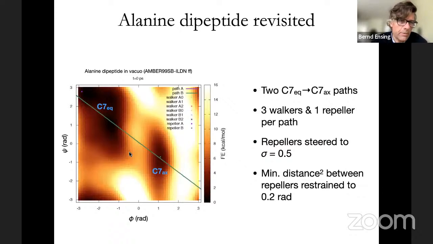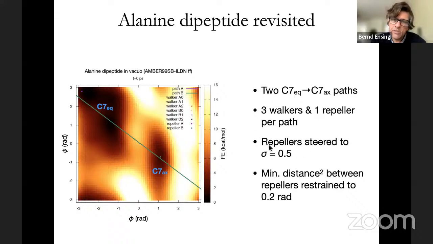Again, for alanine dipeptide, there are 2 lines here, both on top of each other, of a gas path. And so we have 3 walkers per path, so 6 walkers. And then we have also 1 walker per path. So in total we have 8 simulations in parallel. 2 of them are repelling each other and just moving the paths away from each other.